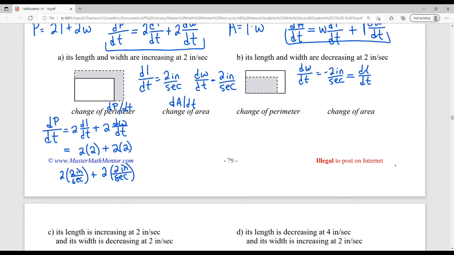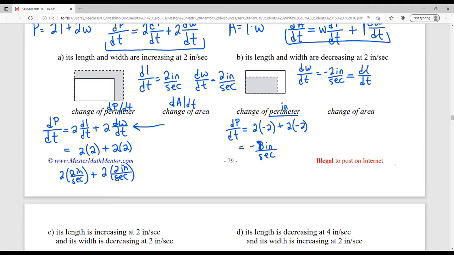So for our change of perimeter, we're going to use this formula again. I'm just going to go ahead and plug everything in that we know. dP/dt is equal to 2 times the length, which is changing at negative 2, plus 2 times the width, which is also changing at negative 2. And we get negative 8 inches per second. We're talking about perimeter, so the units for perimeter are just inches. And how's that changing? It's changing at negative 8 inches per second.